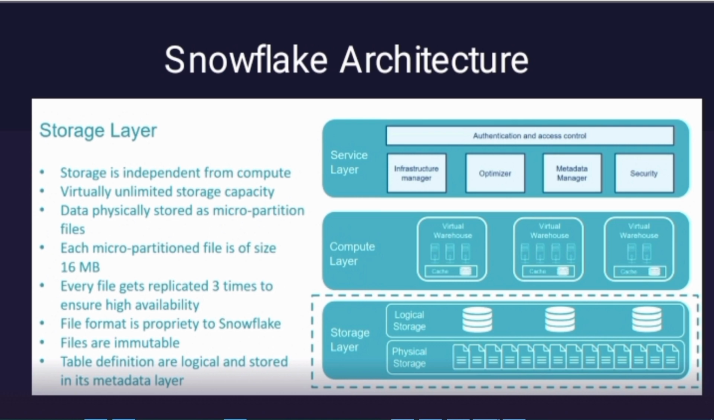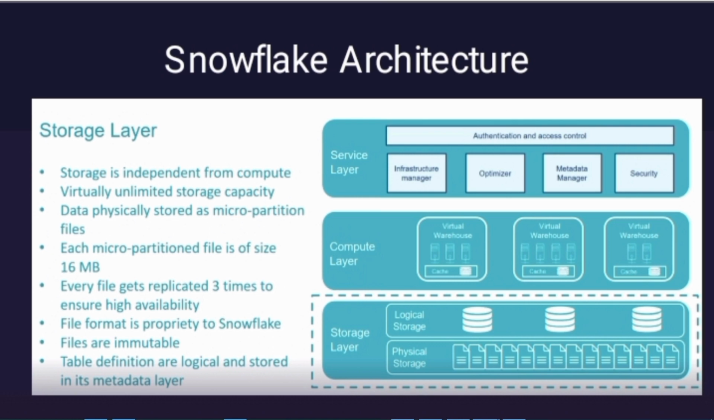Micro partition files are immutable files, that is, data cannot be modified once created, and it is stored in columnar or tabular format. Every new data arrival creates a new micro partition. Whenever we insert some data, it will create one new micro partition and store the data in that micro partition. So this is basically micro partition file storage.